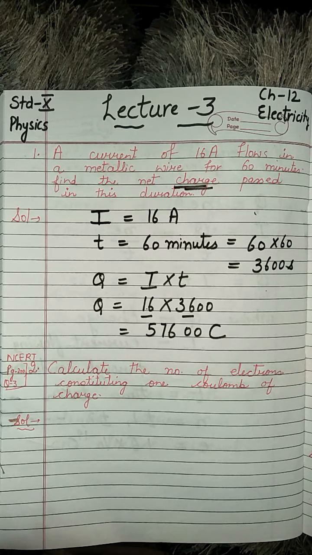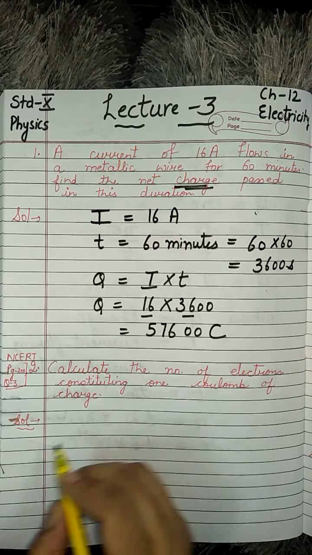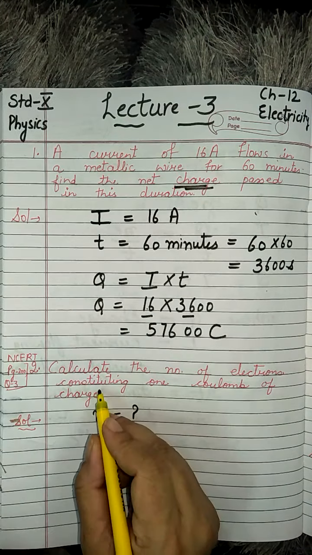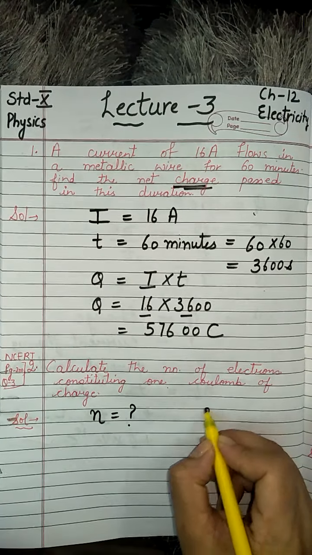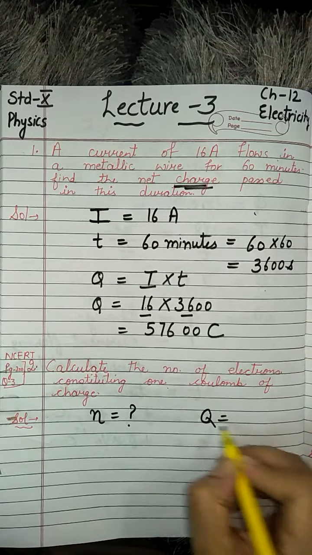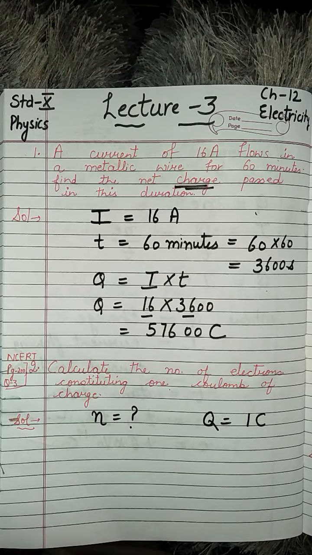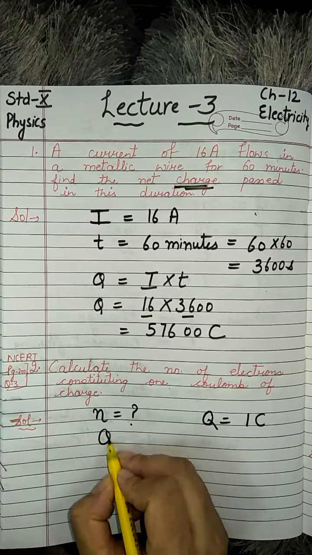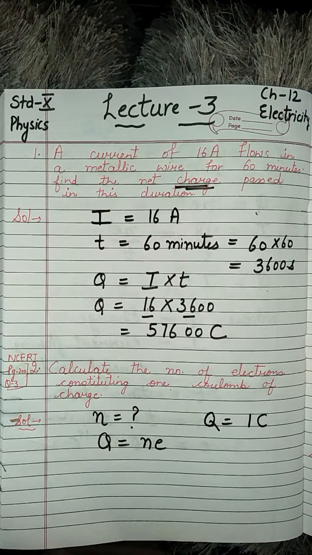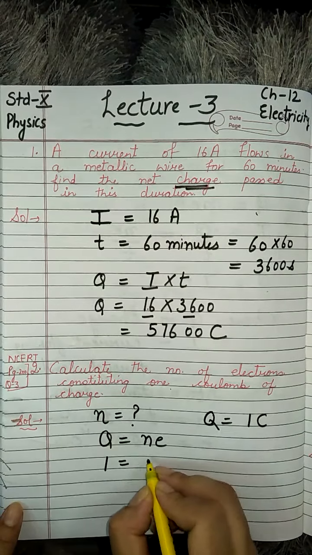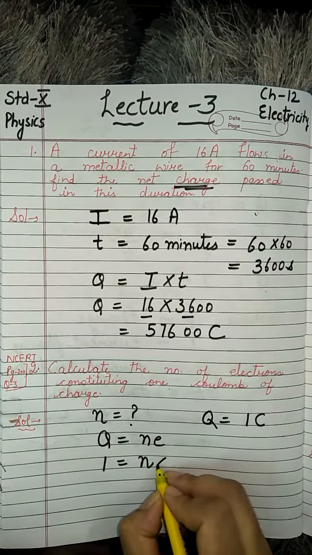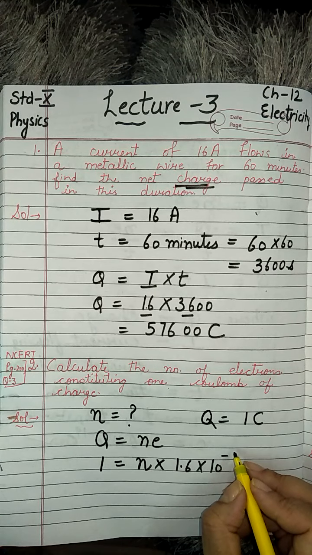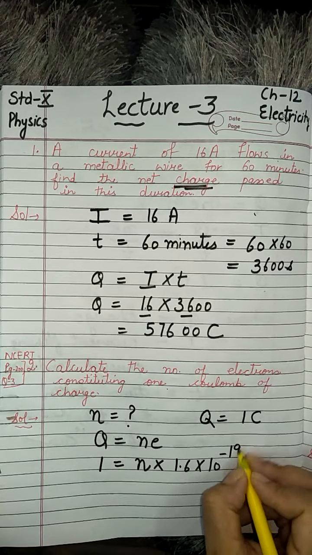So question number 2: calculate the number of electrons. What you have to find out? The number of electrons constituting 1 coulomb of charge. Charge Q is given, 1 coulomb. So you want to find out N. Now you know the relationship Q is equal to Ne. Q is given, it is 1. N you want to find out. The value of e is fixed, that is 1.6 into 10 raised to power minus 19 coulomb.